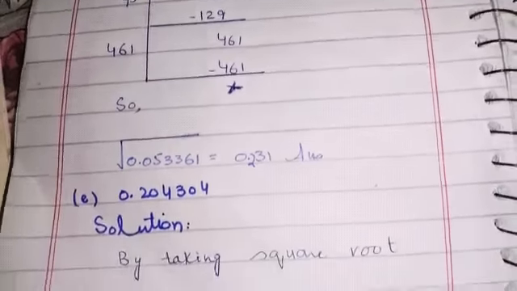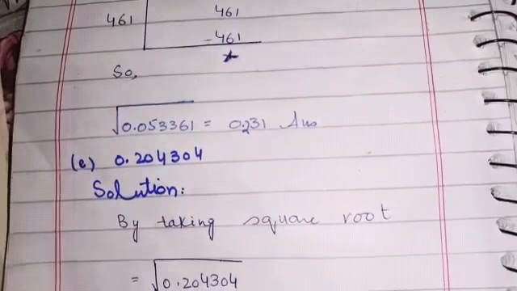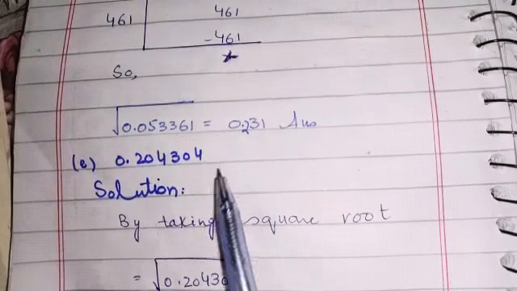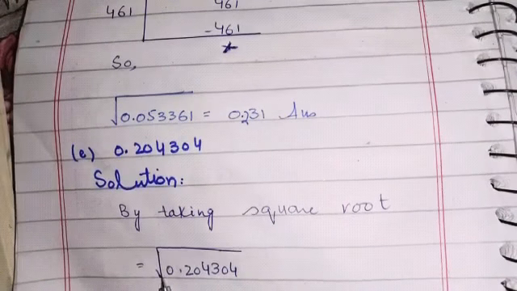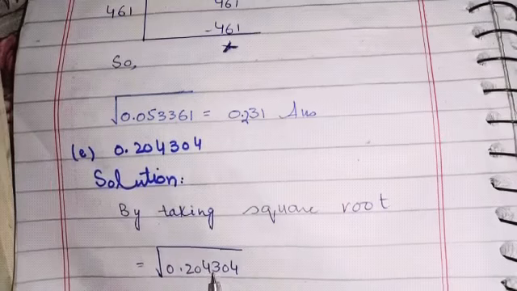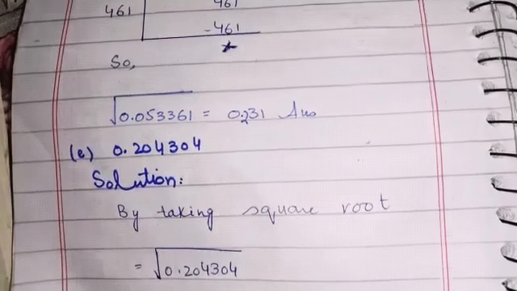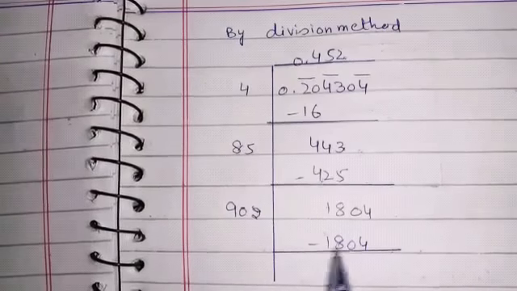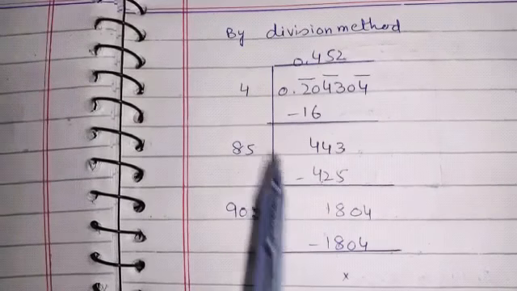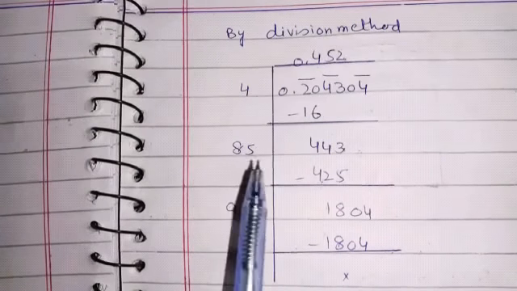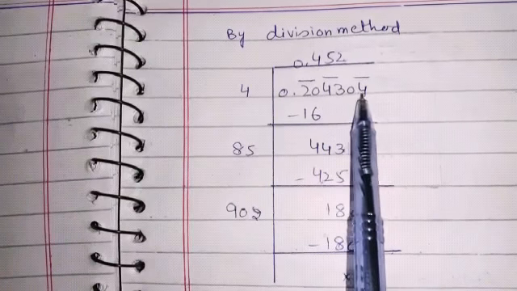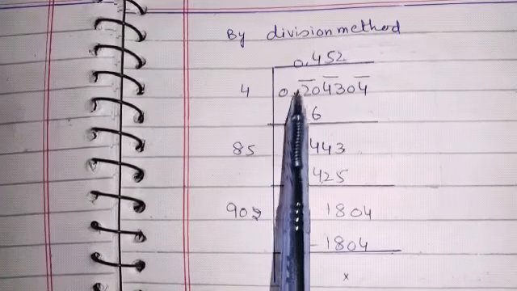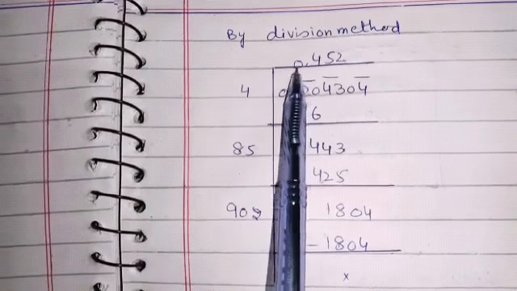Now students, here is our part E, 0.204304. We will write by taking the square root of the number which is given to us, 0.204304. We will solve this question by division method. We will make pairs from left towards right, pairs of 20, 43 and 04. This 0 and decimal are converted into the quotient.